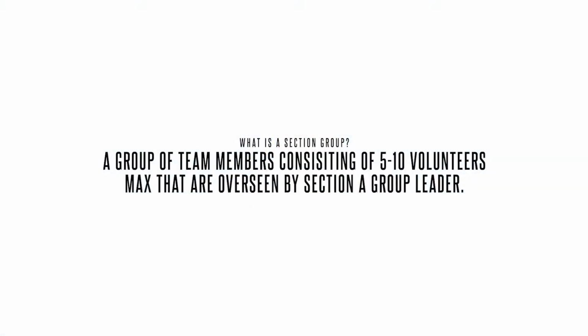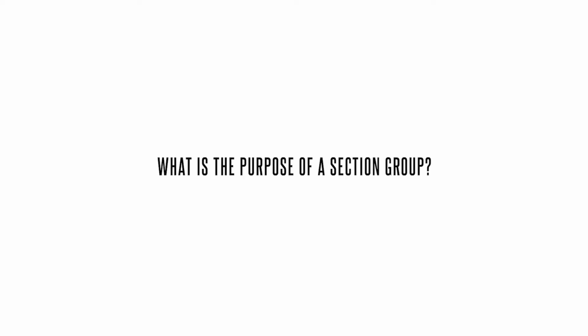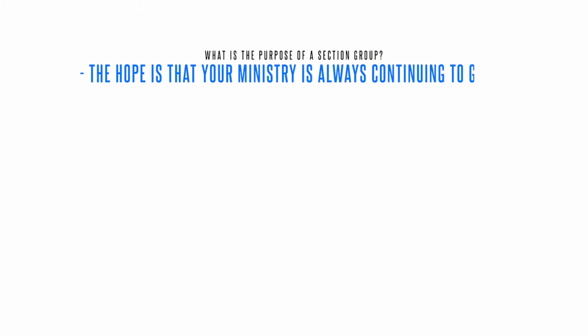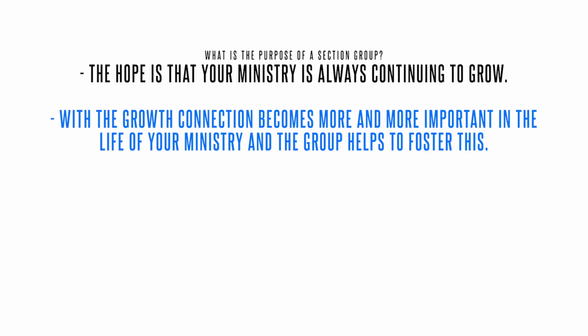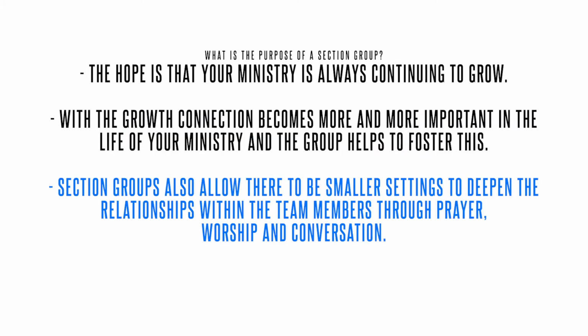Okay, so as we talked about before, a section group is a group of team members consisting of 5 to 10 max that are overseen by a section group leader. The purpose of this group is these few things. The hope is that your ministry is always continuing to grow, which is a great thing. With the growth though, connection becomes more and more important in the life of your ministry, and the group helps to foster this. Section groups also allow there to be smaller settings to deepen the relationships within the team members through prayer, worship, and conversation.